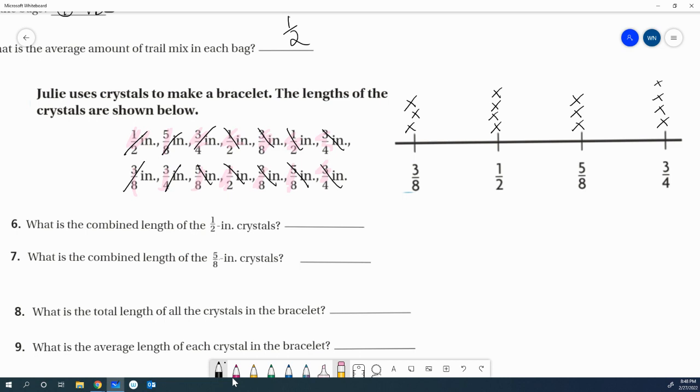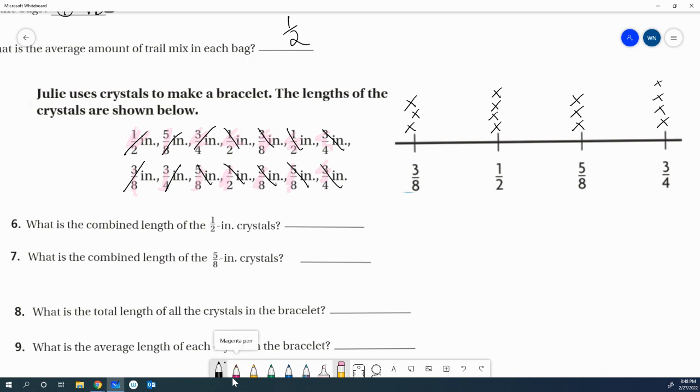What is the combined length of the 1/2 inch crystals? So go ahead and look at your 1/2 inch. See how many X's you have. Think about what that combined length would be. So you can either count by 1/2s, or you can say 1/2 times the number of X's you have. Go ahead and solve that and put what is the combined length of all those 1/2 inch crystals in your answer box.